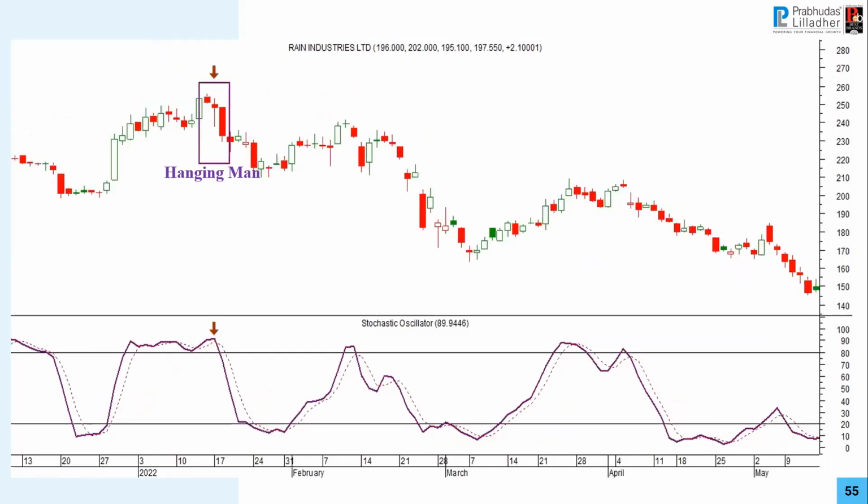Now the other one, what we are studying over here, is again a hanging man, and see how well your stochastic indicator has helped you to run through the sell side of the trade.